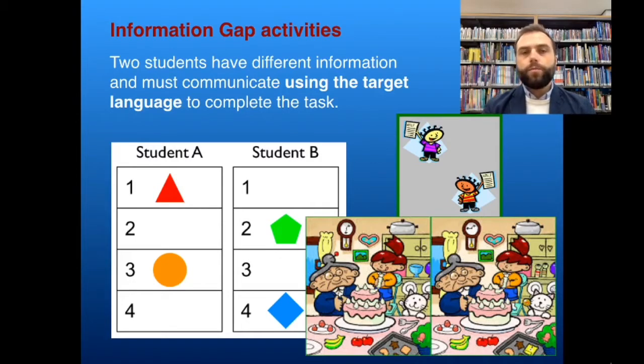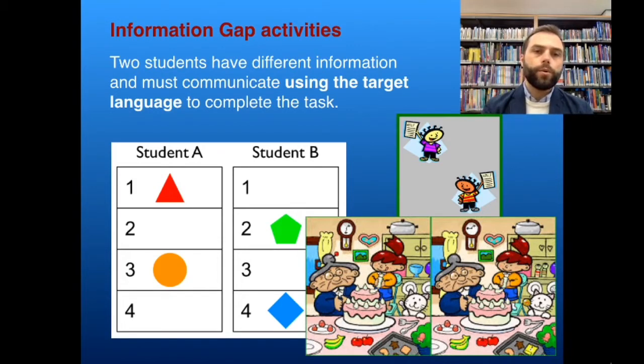And the task should be designed in such a way that the students have to communicate using the language focus of the lesson in order to share the information they have and complete the task. So I've put a few examples here just to give you a brief overview idea of what this is. So the first example, you can see some colourful shapes and student A and student B. Often the materials are designed with student A and student B.